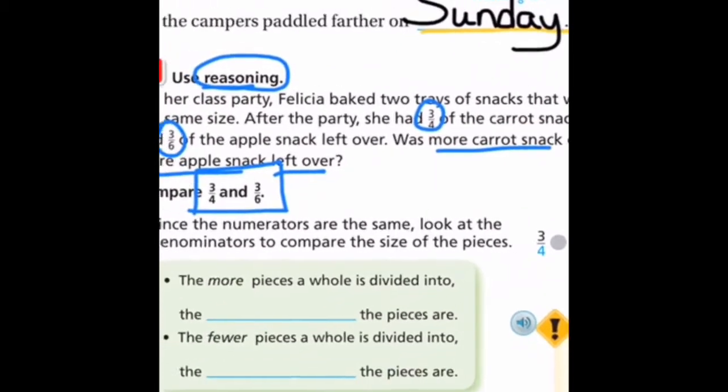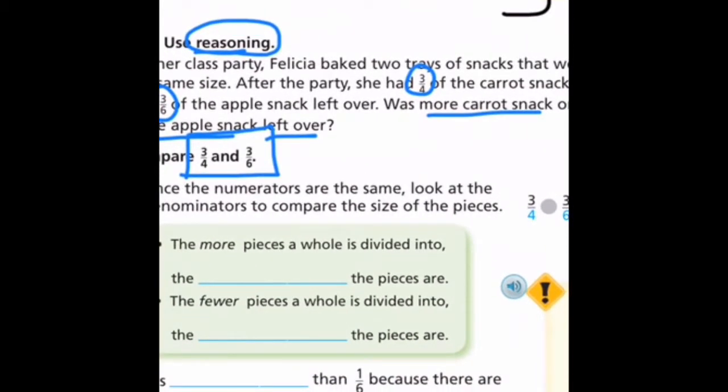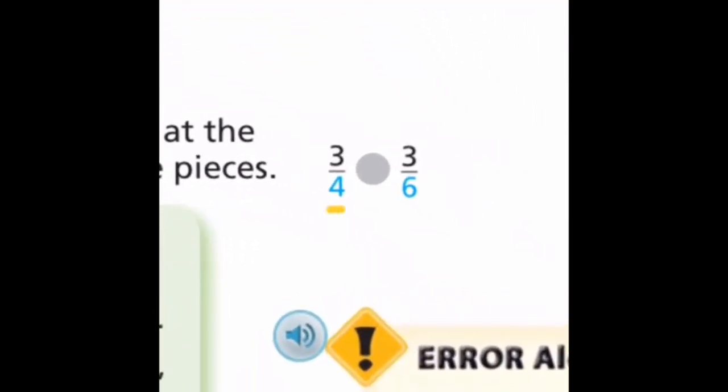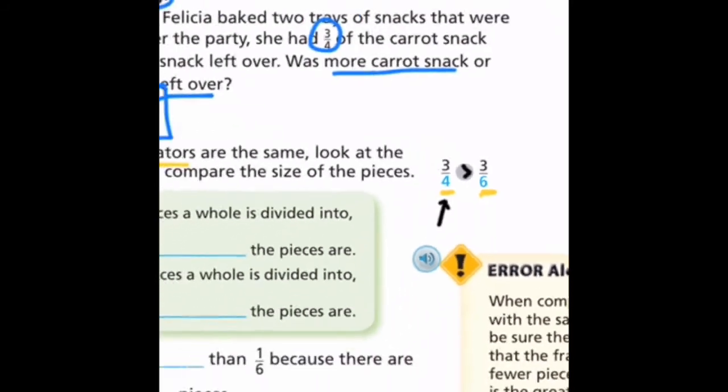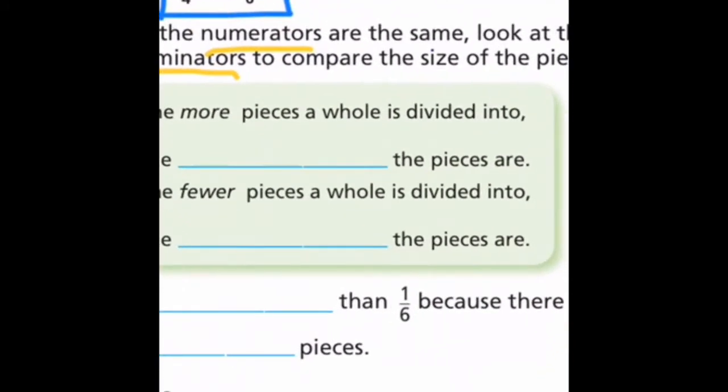So we're going to compare 3/4 and 3/6. Now, here's what they say, and then I'll show you how I would solve it. They say, since the numerators are the same, we'll look at the denominators to compare the size of the pieces. We have 3/4 and 3/6. And by now we know, since this one is divided into fewer pieces, each piece must be bigger. So 3/4 is bigger than 3/6. And we kind of say that here.